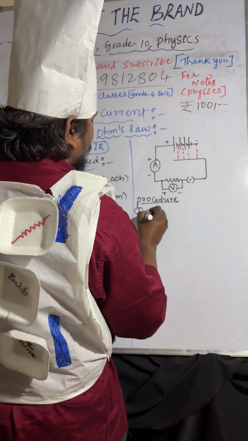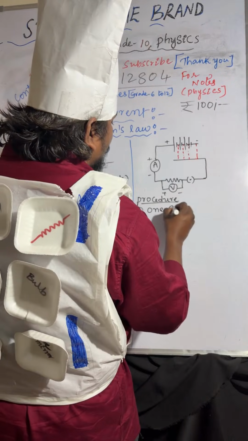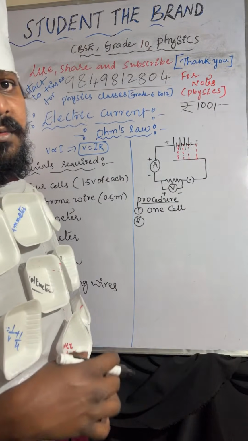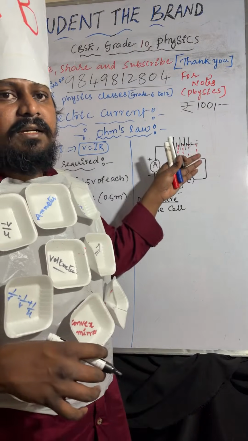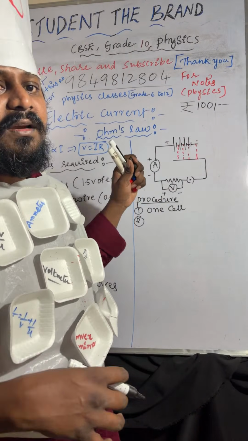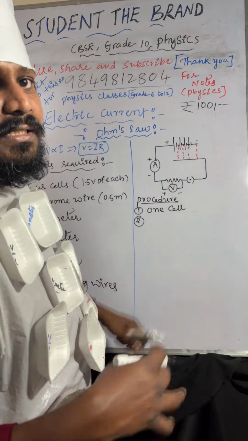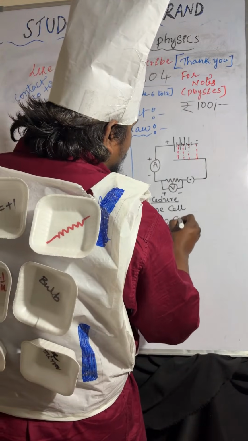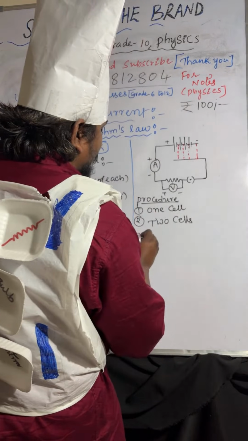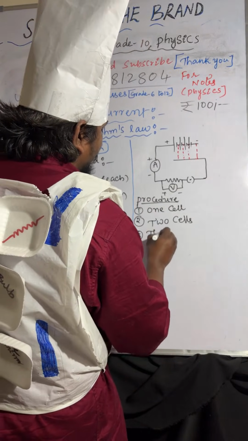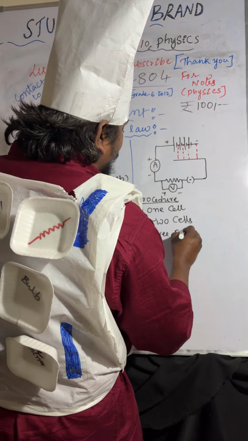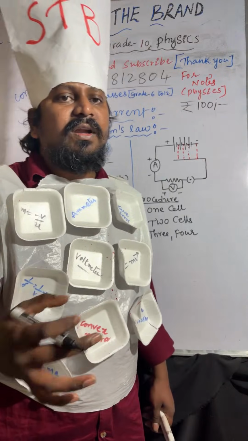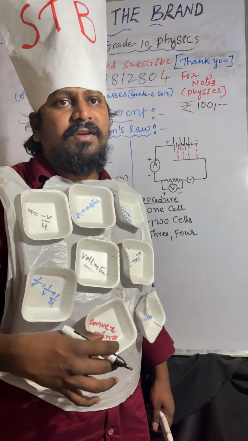First, connect one cell and note down the reading of ammeter and voltmeter. Next, connect two cells and note down the reading of ammeter and voltmeter. Repeat the process for 3 and 4, and mention the readings in the tabular form given below.